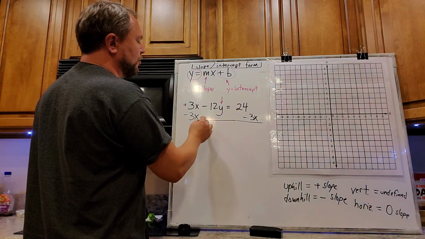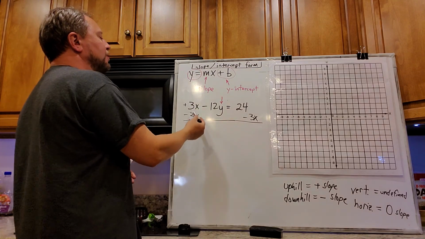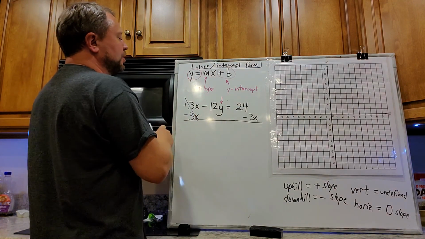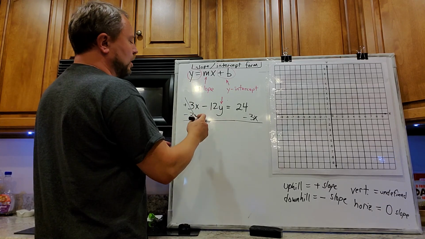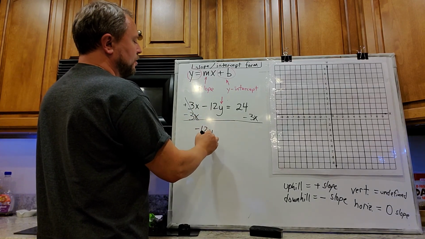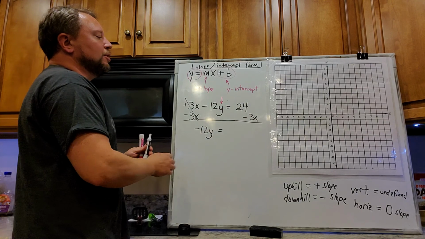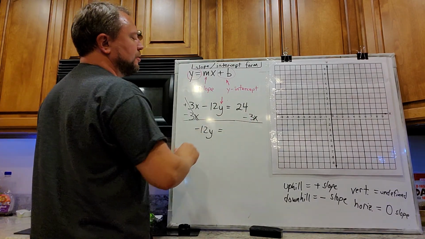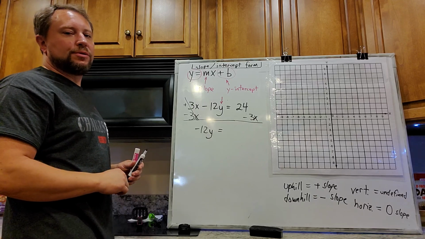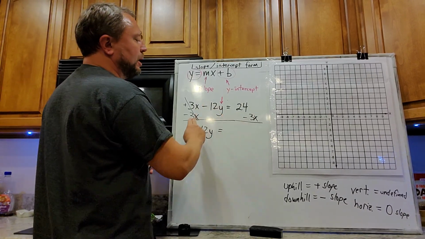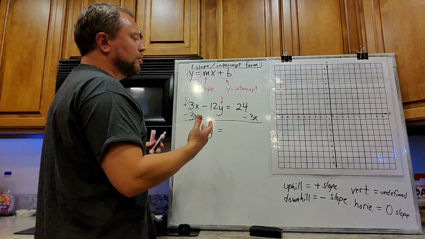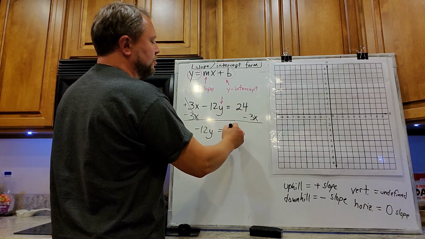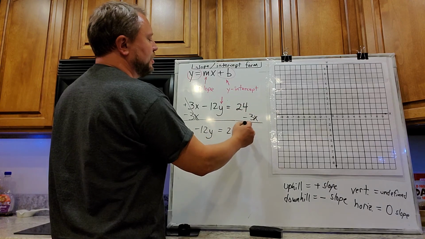Now be careful when you do this though. Over here, these cancel. That was the whole point. That leaves us with a negative 12y. But on this side, you can't actually take x's away from non-x's. Those are not like terms. So we can't combine those in any way. All you have to do is leave them separate from each other. So just leave that as 24 minus 3x.